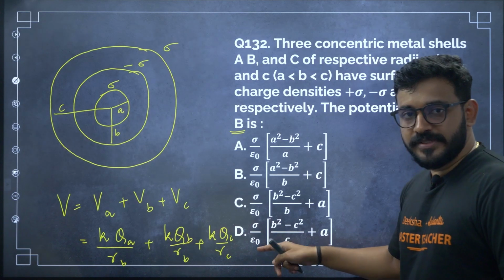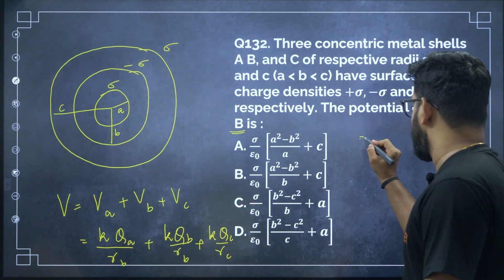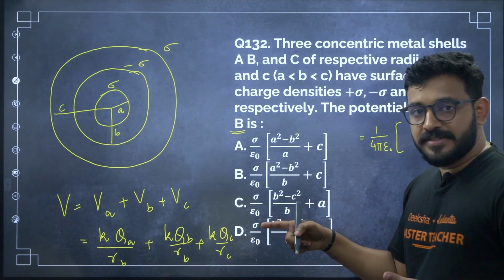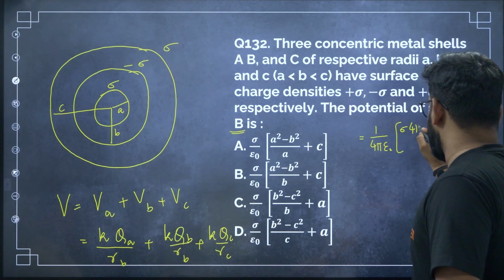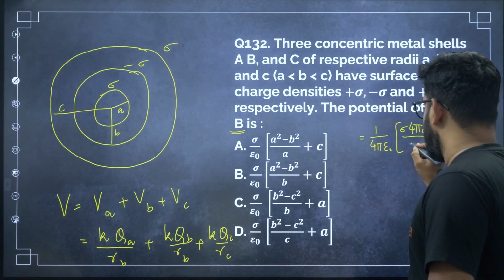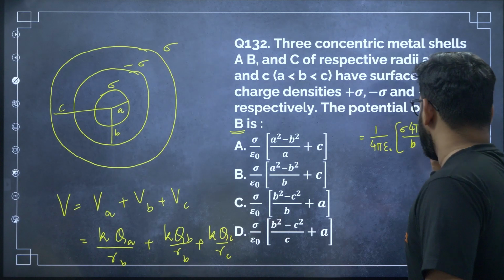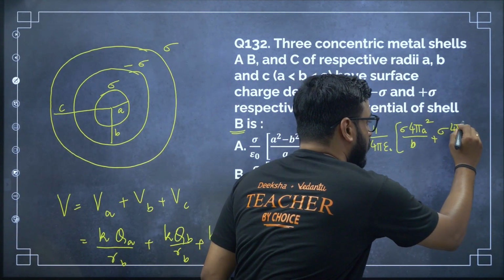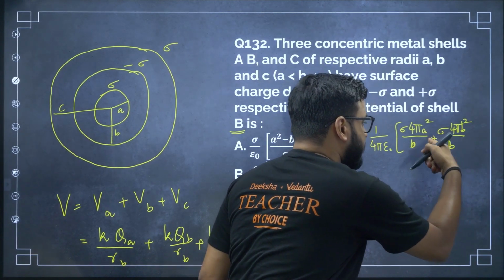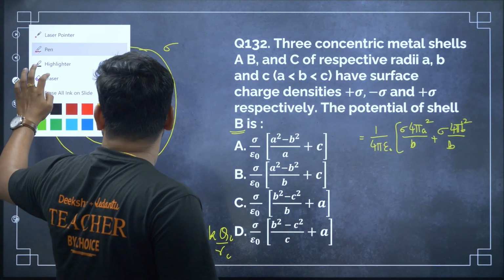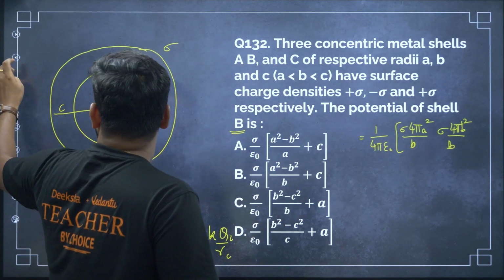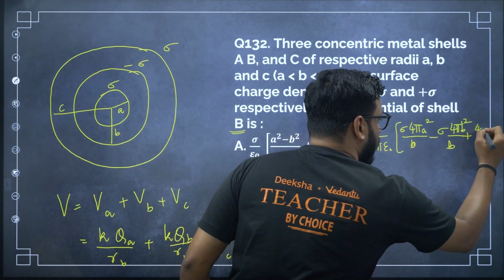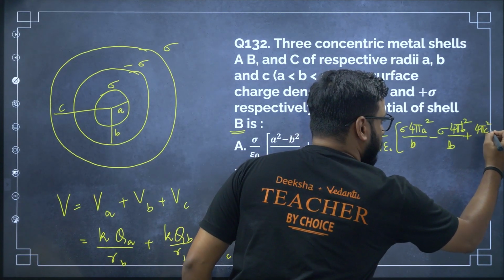Now just see all of this, take the common things outside. K is of course 1 by 4 pi epsilon naught, okay, and the charge at each place is sigma into that particular area, A square, and this is B, RB is B, plus sigma 4 pi B square by B. Once again it's negative because it's a negative charge density, so we have negative, plus the ultimate one is sigma 4 pi C square into sigma divided by C.